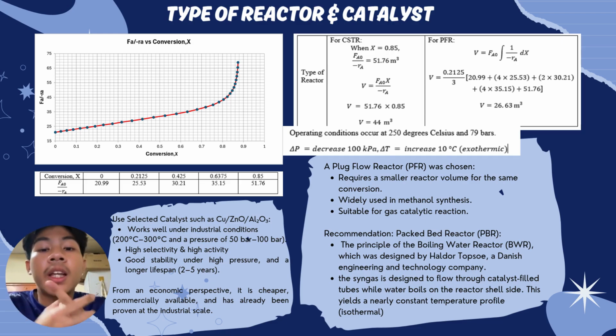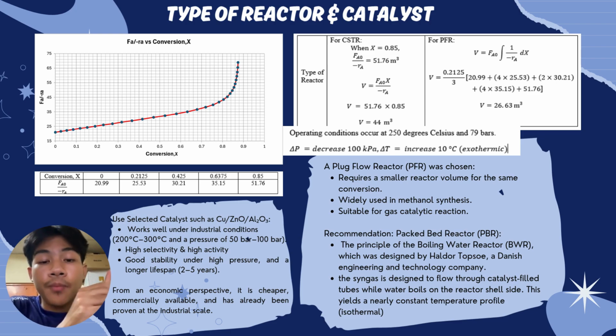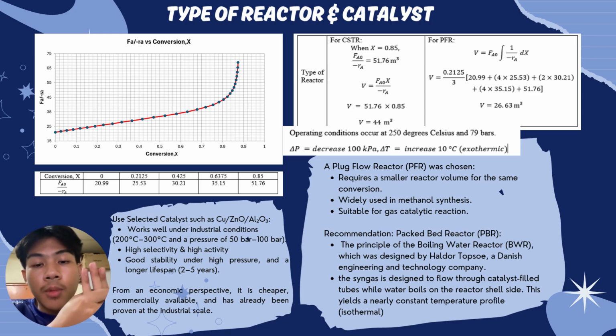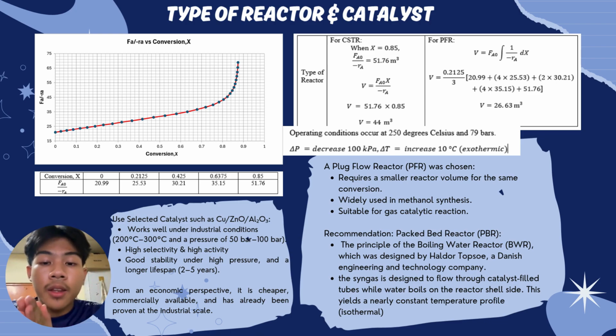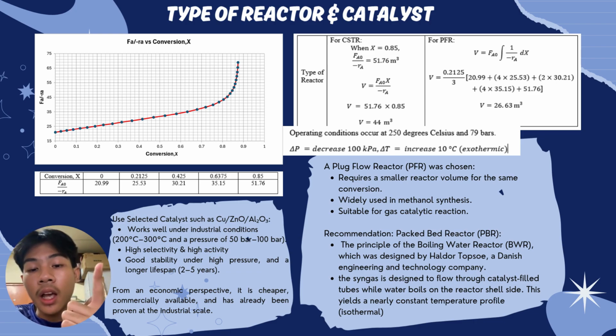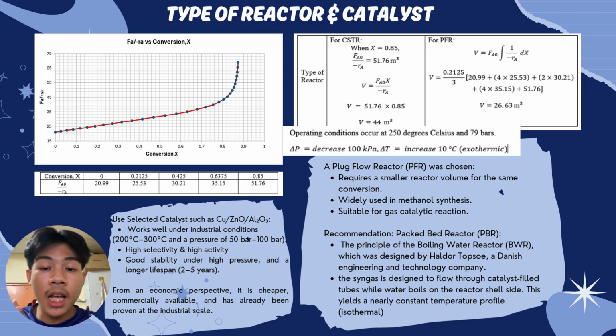For the selection of the catalyst, we use copper, zinc oxide, and aluminum oxide because this catalyst works well under industrial conditions, which is aligned with our operating conditions. The catalyst also has higher selectivity and high activity at relatively lower temperature, and it also offers good stability under high pressure, which gives a better lifespan of between 2 to 5 years. From the economic point of view, it's cheaper, commercially available, and of course it has been proven at industrial scale.